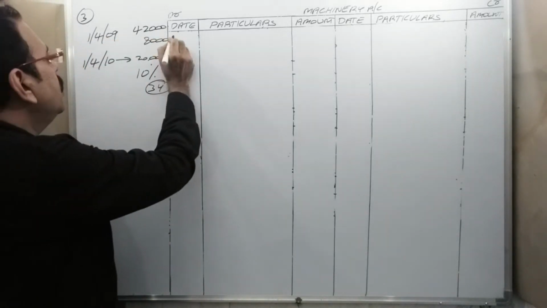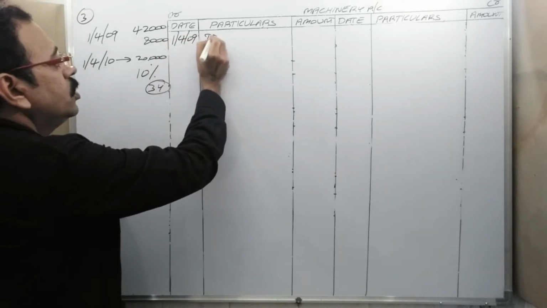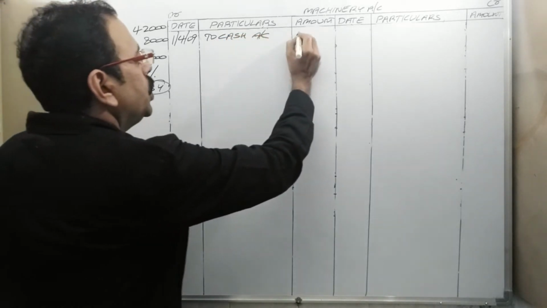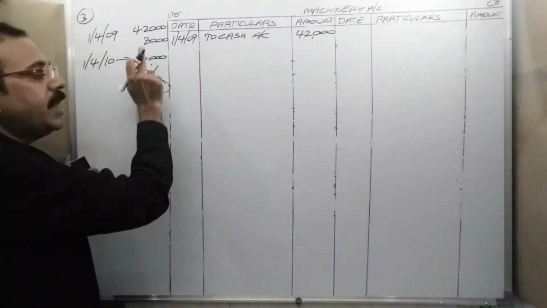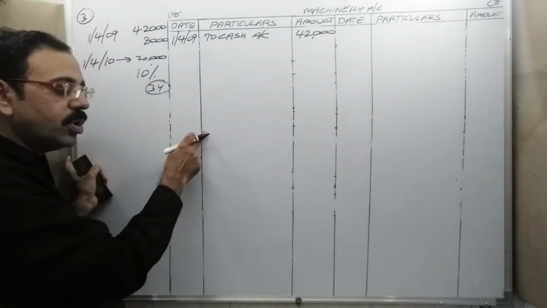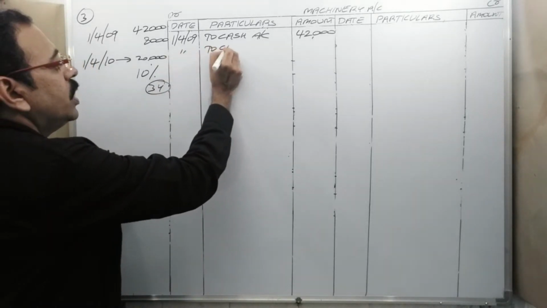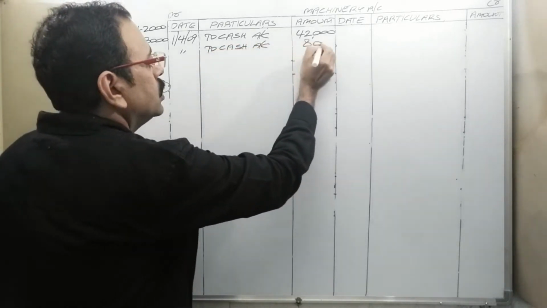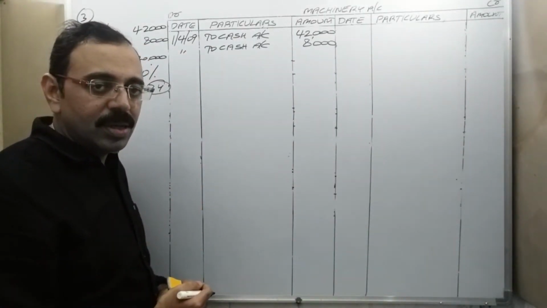So on the debit side, 1/4/2009 to cash, 42,000 rupees. And they paid 8,000 rupees installation charges. You know the entry, machinery account debit to cash account. So on the debit side to cash, 8,000 rupees. First machinery cost is 50,000 rupees.